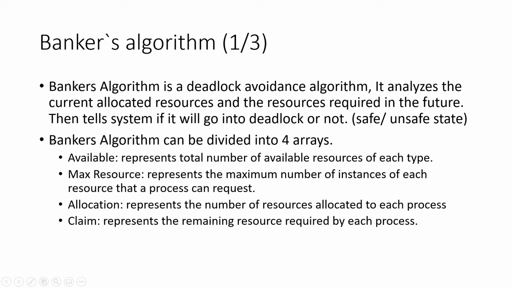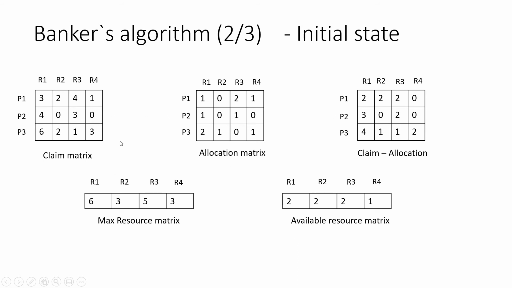How does Banker's algorithm work? Basically, Banker's algorithm can be implemented using four arrays. The first one is the available array, which represents the total number of currently available resources of each type. Max resource represents the maximum number of instances of each resource that a process can request, which means the total number of resources available in the system at the start. The allocation array represents the number of resources allocated to each process, and claim represents the remaining resources required by each process.